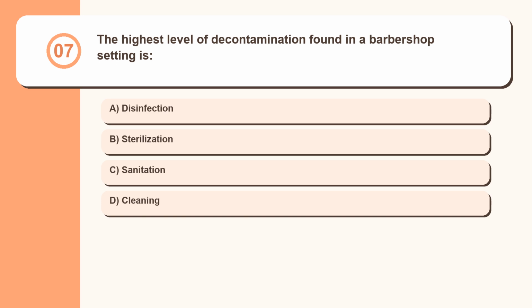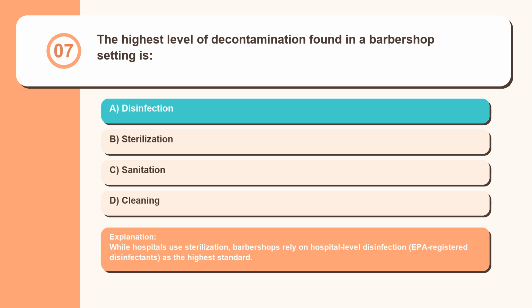Question 7. The highest level of decontamination found in a barbershop setting is disinfection, sterilization, sanitation, cleaning. While hospitals use sterilization, barbershops rely on hospital-level disinfection, EPA-registered disinfectants, as the highest standard.